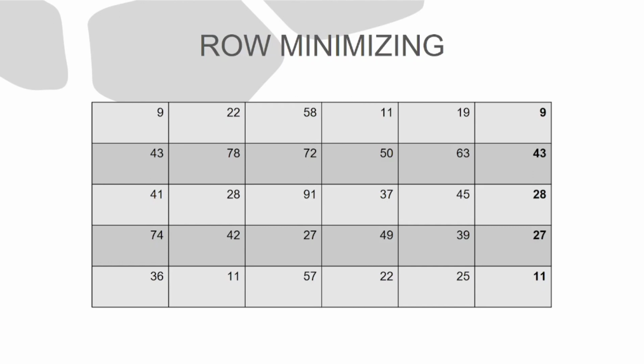In row minimizing, we take the smallest value of each row and subtract it from each unit in the cell. For example, in the first row, the smallest value is 9, and then we need to subtract it from each and every value in that row.